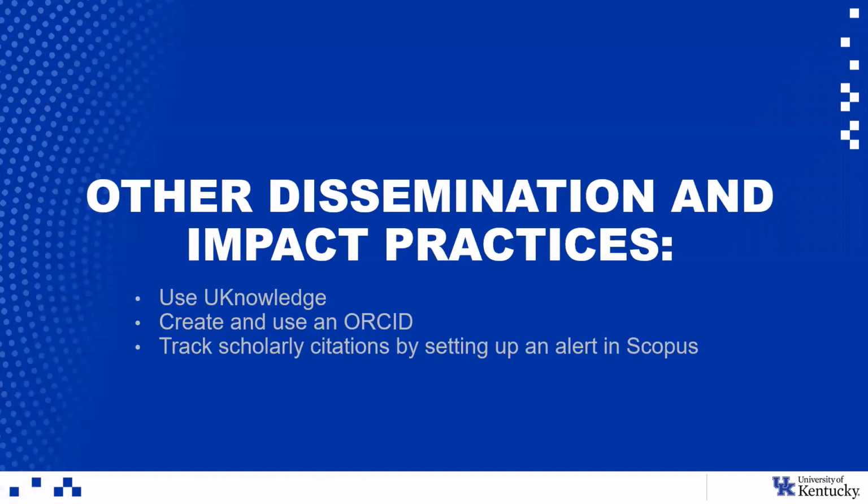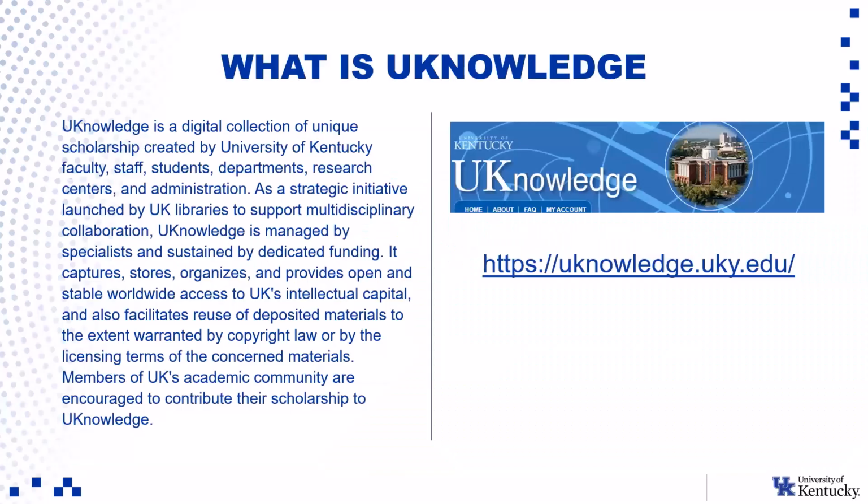So some of the other things that you need to be aware of and that you might want to use to help disseminate your scholarly output would be to use UK Knowledge, create and use an ORCID ID, and then track scholarly citations by setting up alerts in Scopus. So UK Knowledge is our digital repository. If you have published in a subscription-based journal, or you have a conference or a poster but it's not a publishable item, you might want to consider uploading it to UK Knowledge.